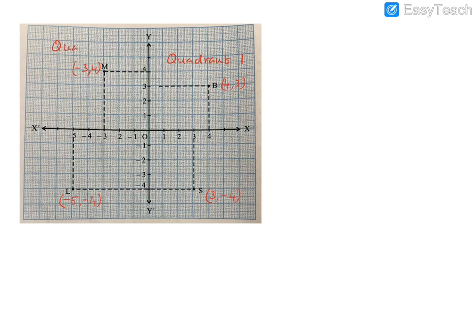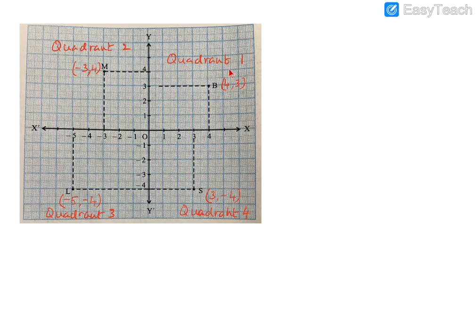The point M is lying in quadrant 2. The point L is lying in quadrant number 3, and S is lying in quadrant number 4. Okay, so what we notice is that when we have a point in quadrant number 1, the x coordinate and y coordinate are both positive. So x coordinate is +4 and y coordinate is +3.